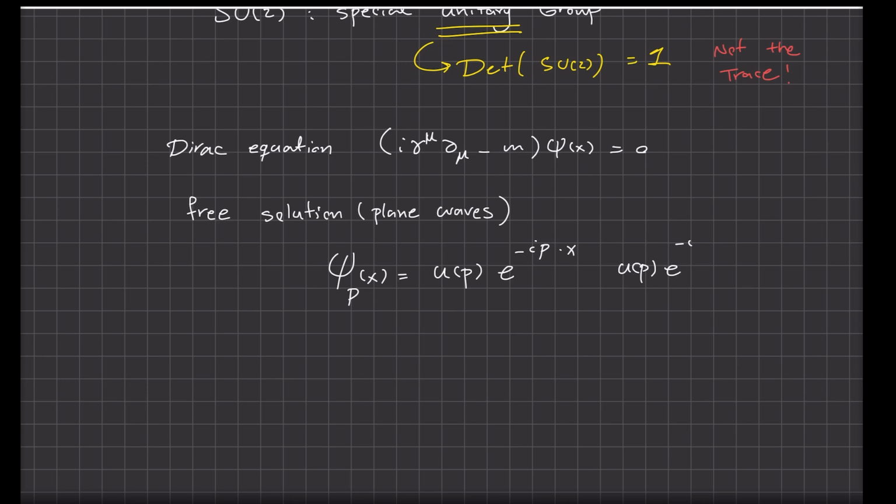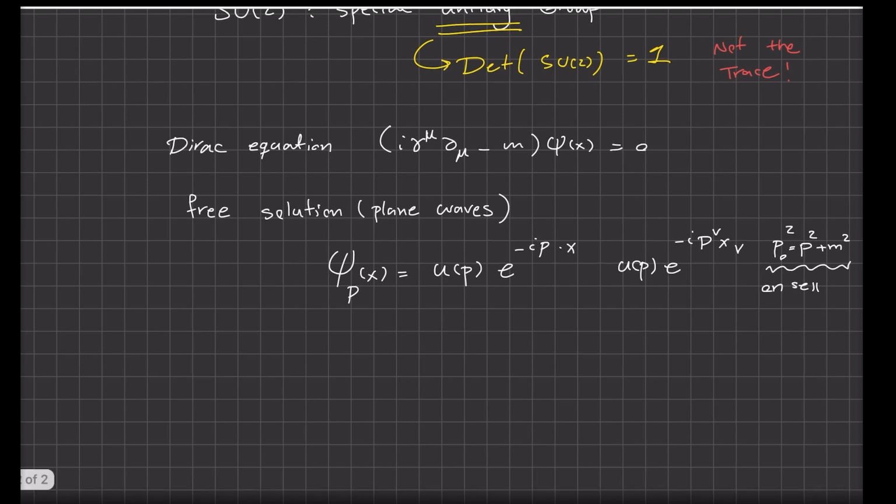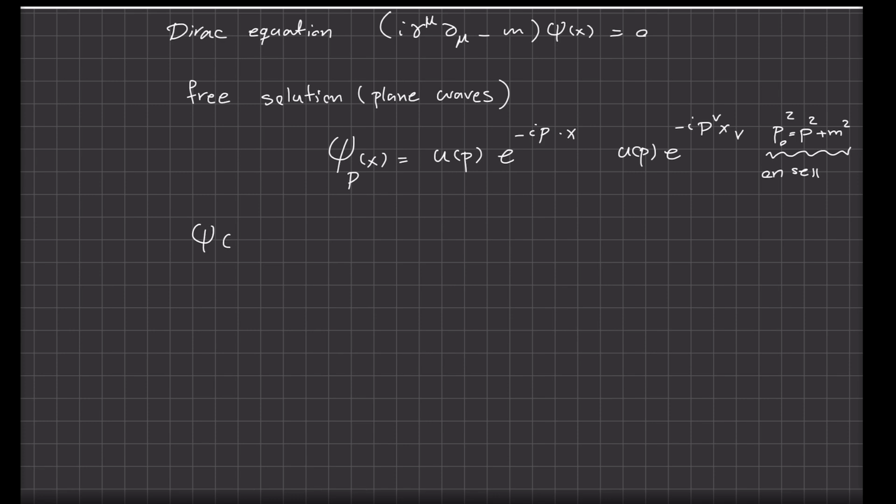Imagine that I write psi of x as the multiplication of two terms, u of p and an exponential. The whole idea is that the particle is on-shell, so p0 squared is equal to p squared plus m squared. That's a property of an on-shell particle. Now we have this psi of x, and we want to see what psi of x is in terms of the momentum answer.